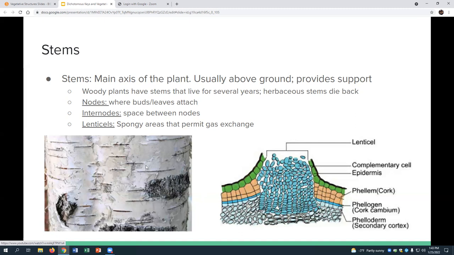Plants in general have pores in their leaves called stomata. We'll talk about them in a while, not today. But if we have this enlarged structure that we can see, that's a larger part of the plant, that's a lenticel. We may look at some of these on our twigs next week.